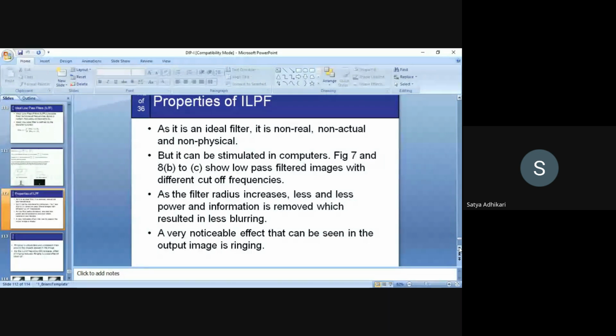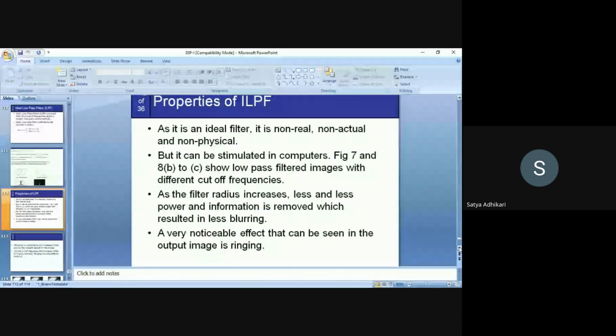Property of ILF: as it is an ideal filter, it is non-real, non-actual, and non-physical. But it can be simulated as a component and show low pass filter images with different cutoff frequencies. It is non-real because actually the other frequencies are cut off, so we will not get the detailed information. As the filter radius increases, less and less power and information is removed, which results in less blurring.